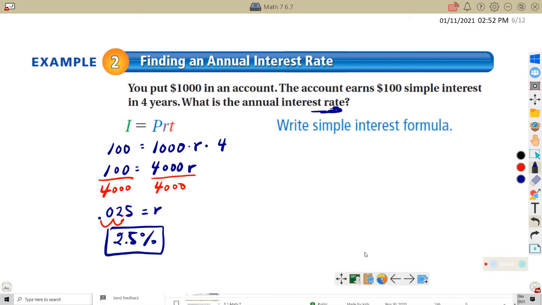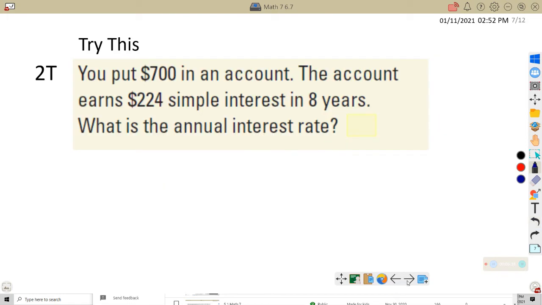Okay, so using the formula is really important, so make sure you remember this formula. You're going to try this one. Pause the video here, try this in your notebook, see what you get, and then we'll have you submit your answers at the end. When you're done, hit play, and you're going to join me.